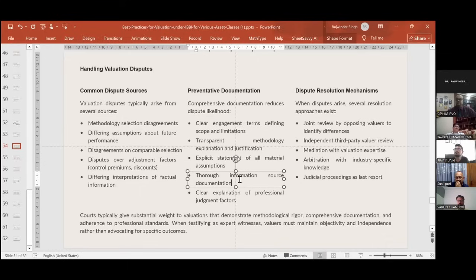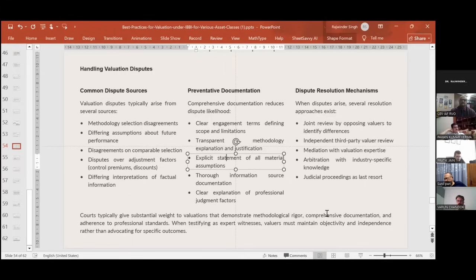So next thing is thorough information source documentation. You must maintain proper documentation of all the sources from where you have collected the data. And then clear explanation of professional judgment factors. So if you take care of all these 5 points, you will not have any dispute, or if any dispute arises about your valuation, you are able to defend yourself.